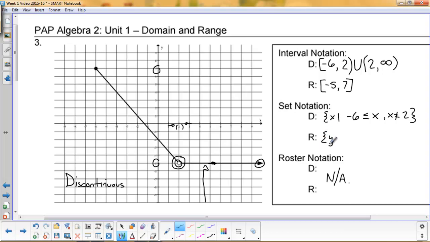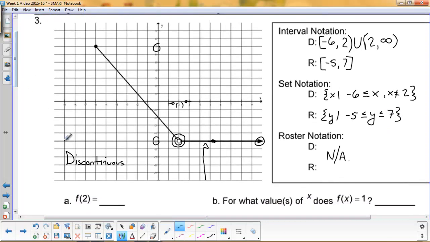All right, now we get to the y. And that's going to be -5. Now remember, this line covered up that closed circle, so it's included. And then it goes all the way up to the value of 7. And remember, that's also included, so that's why it gets the equals to as well. All right, we'll get back to our values here.